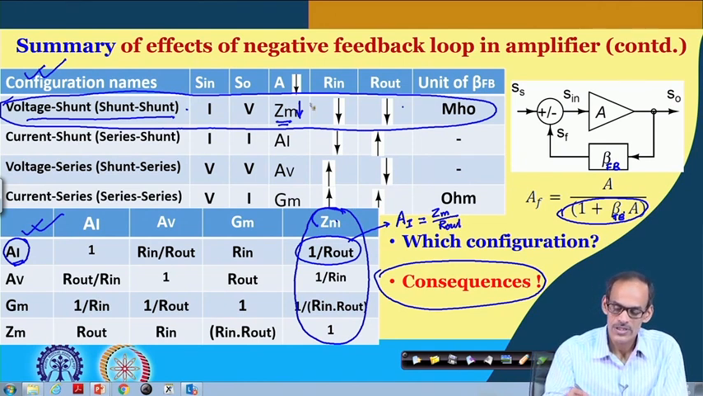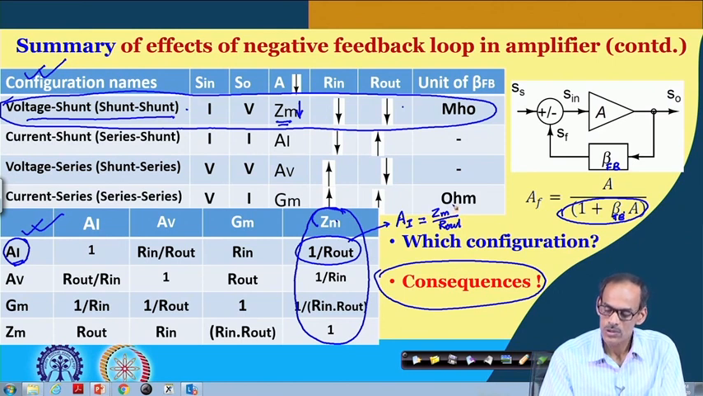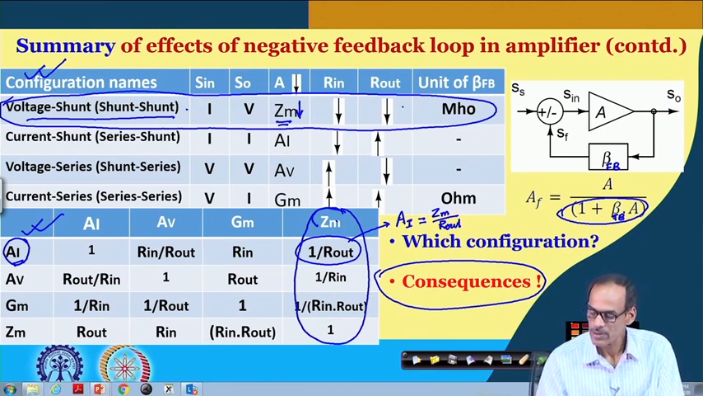And this table suggests that both Zm as well as this R out are getting reduced by the same factor. So, we can say that this AI, the current gain, will not have any change. It will have no change.